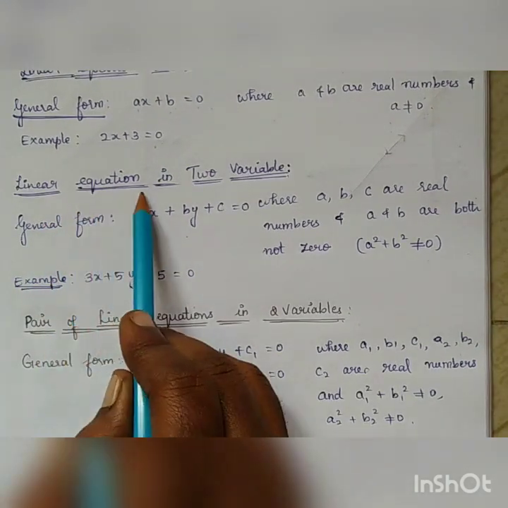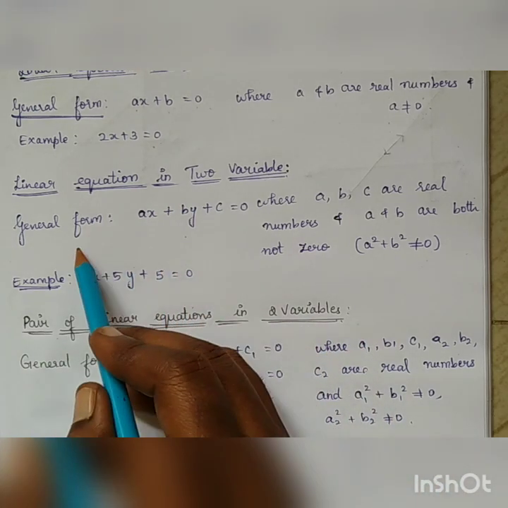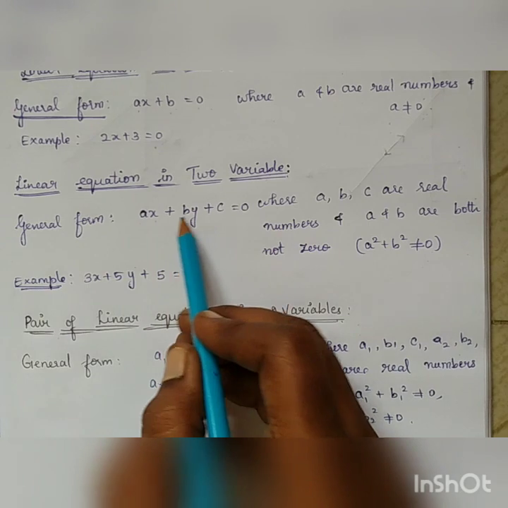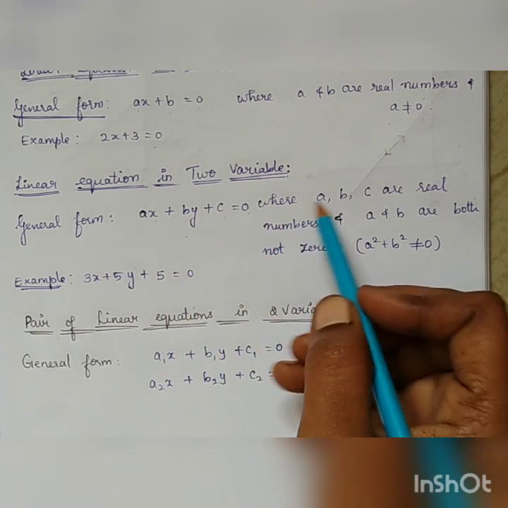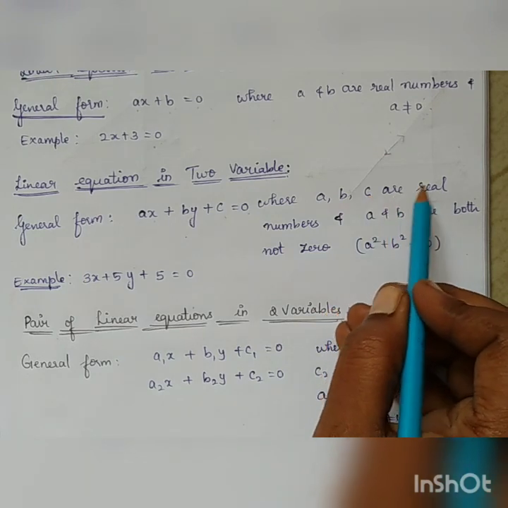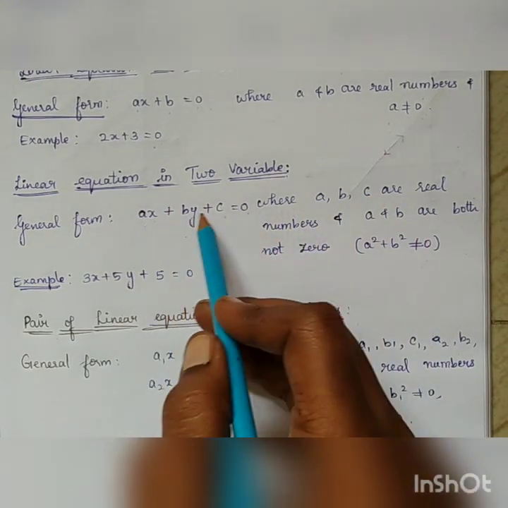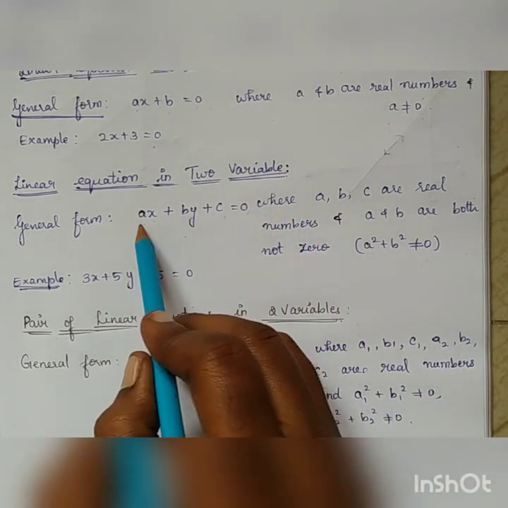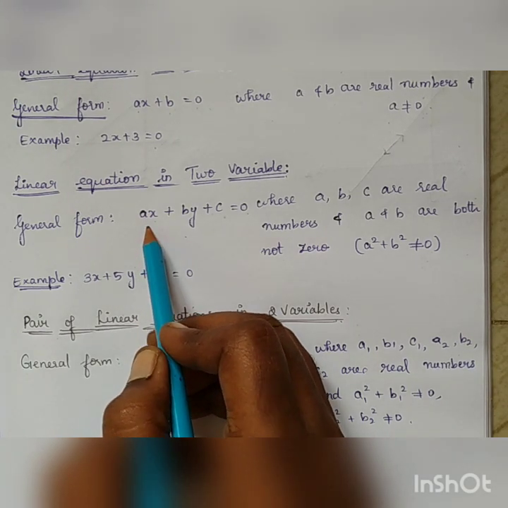Next, linear equation in two variables. We have studied that the general format of a linear equation in two variables is ax plus by plus c equal to 0, where a, b, c are real numbers. All these numbers are real numbers, and a and b are both not 0. These two should not be 0. Suppose any one becomes 0, what will happen here?